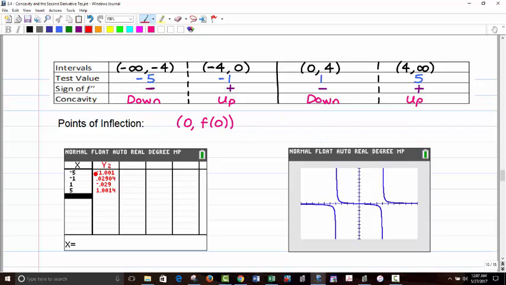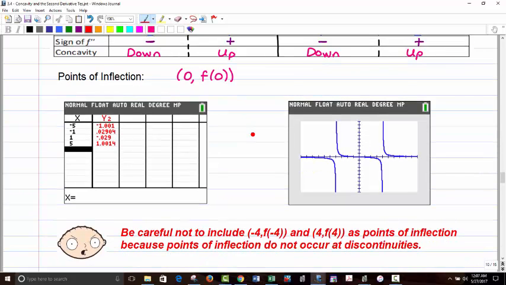So look at that. It goes minus, plus, minus, plus. Minus, plus, minus, plus. Down, up, but only 1 point of inflection, because we cannot include the negative 4 and the 4, because those are discontinuities. Only f of 0 would be the point of inflection, not all 3 of those. So you always have to pay attention to whether or not they're a discontinuity.